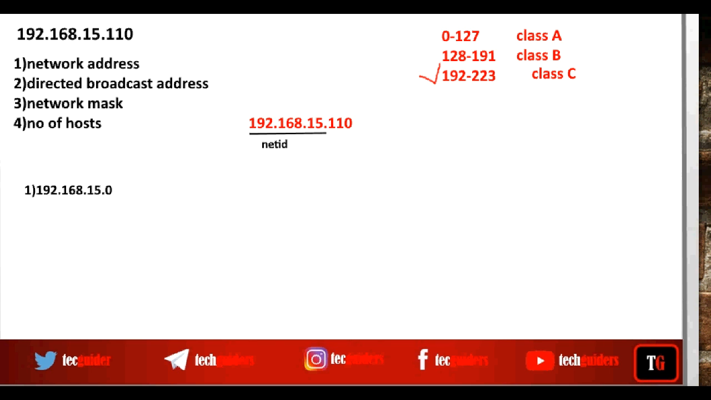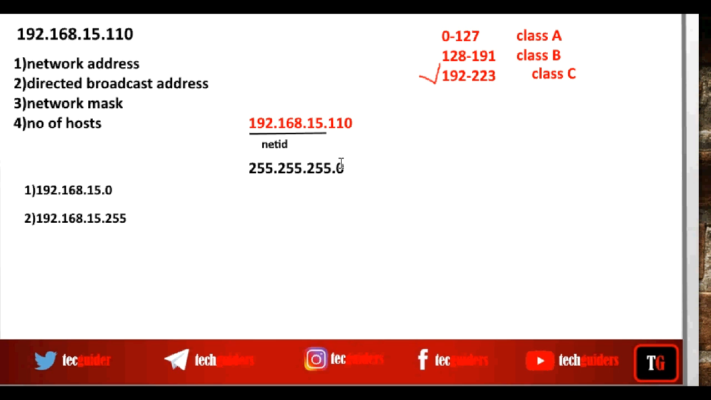It is 192.168.15.255 and the network mask for this network consists of all ones in the network ID portion followed by all zeros in the host ID portion. Thus it is 255.255.255.0. The default network mask for all Class C IP addresses is 255.255.255.0.